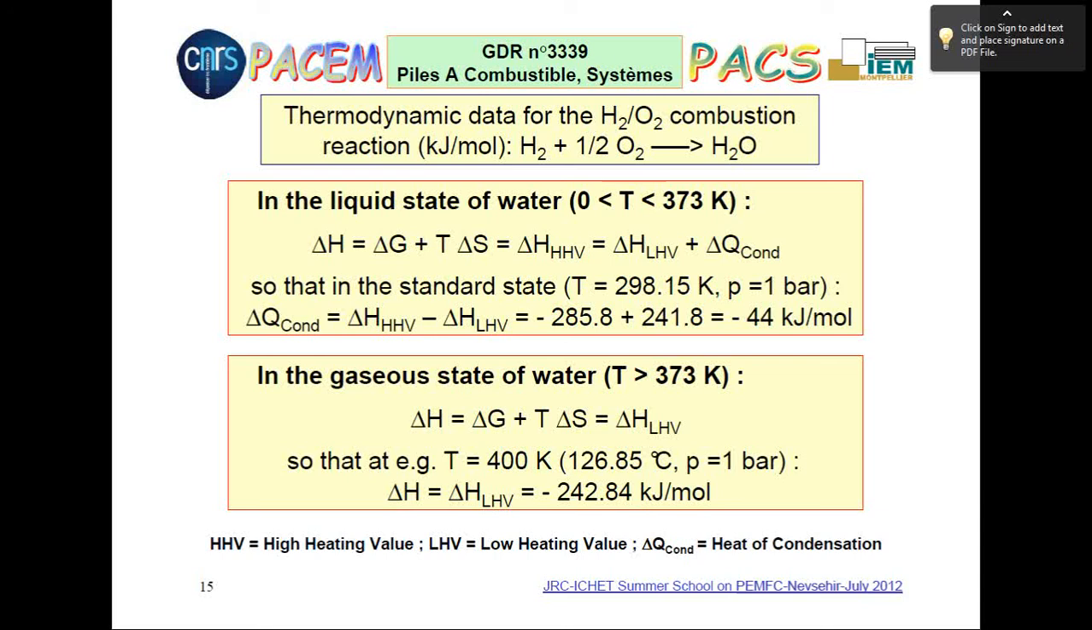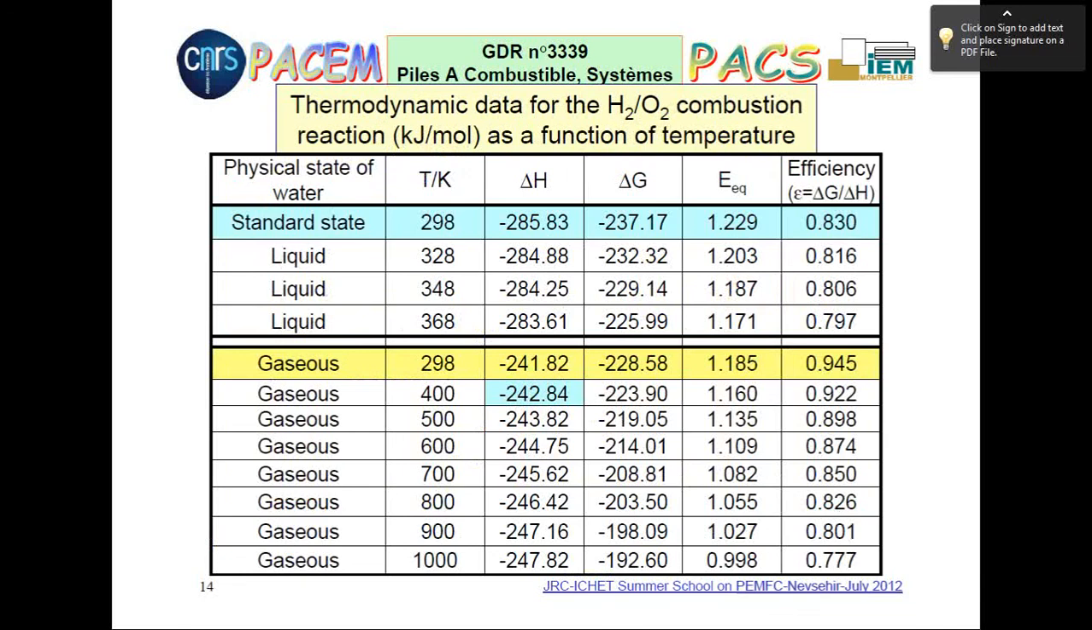Okay? Is it clear for everybody? Yes? For clarification, on the previous slide, you showed gaseous state at 298. Yes. Let's suppose that you have gaseous water at room temperature. But it is not true normally. It will depend on the pressure. If the pressure is 1, it is wrong.